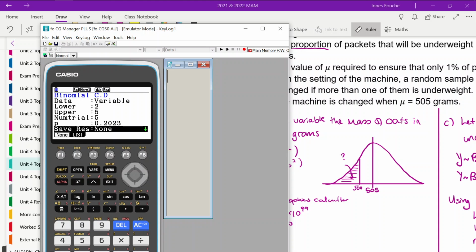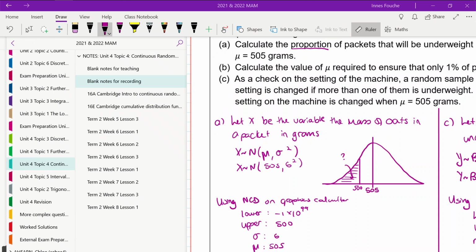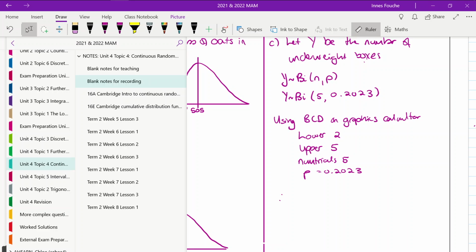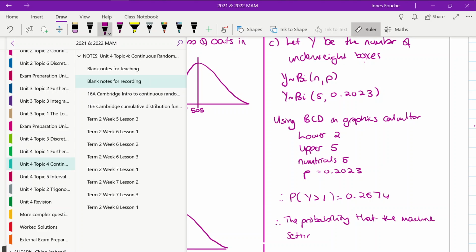and 0.2023, and our probability of more than one box, well, the probability that they're going to change the settings is 0.2674. The probability of y being greater than 1 is 0.2674. So therefore, the probability that the machine setting will be changed is 0.2674.